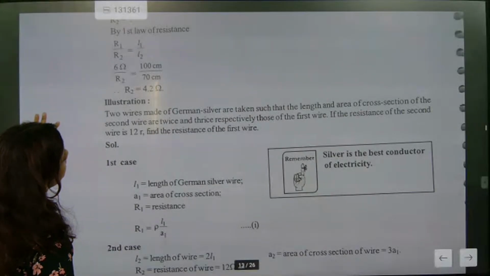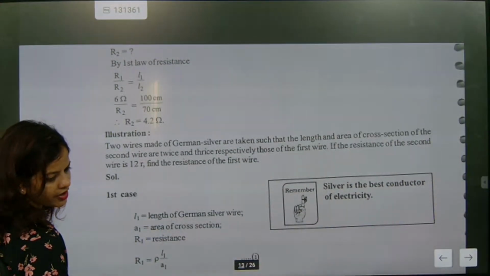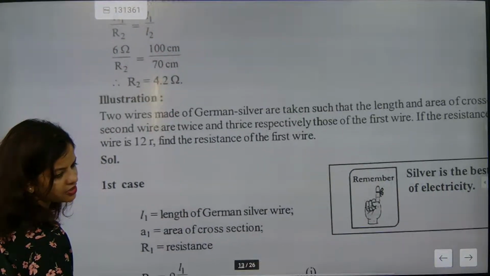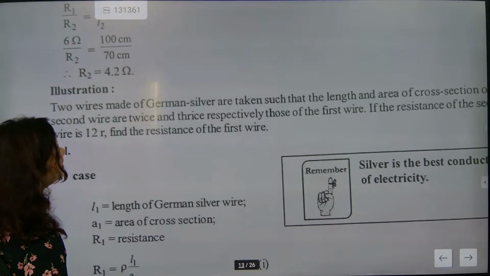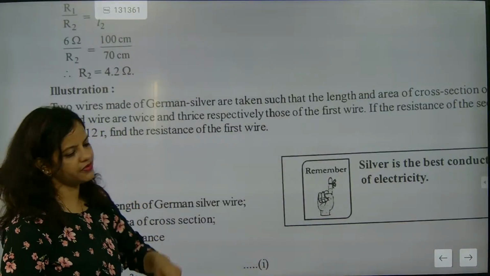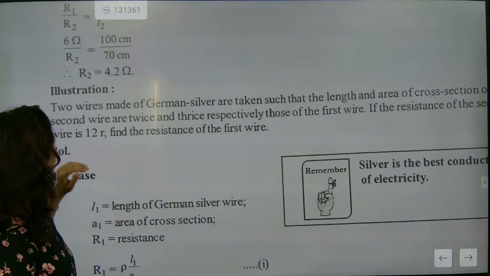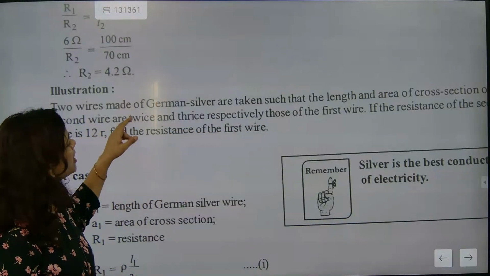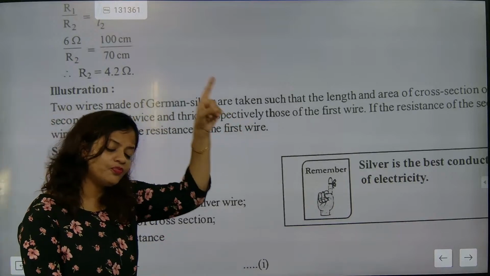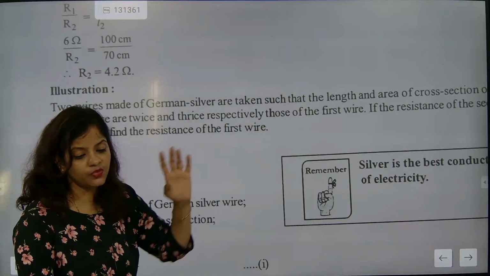So two wires are made with German silver. Note down this one. Note down, silver is the best conductor of electricity. So here two wires are made with what, beta? German silver. They are taken such that the length and area of cross section of the second wire are twice and thrice respectively. So the length is twice that of the previous wire.